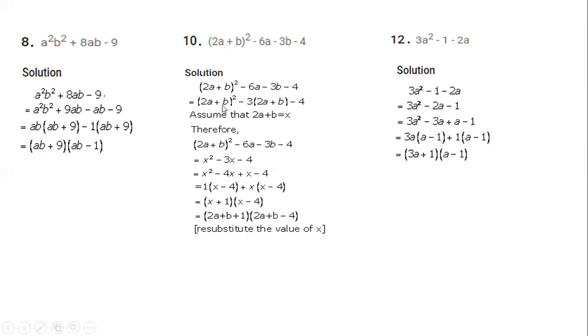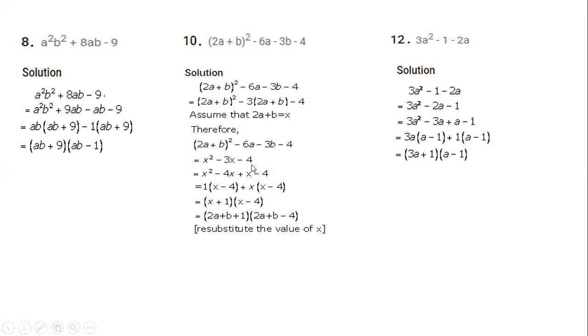It is quite difficult for you to write 2a plus b as it is. So I am going to assume this 2a plus b as x. Let it be equal to x. Therefore, the given expression 2a plus b whole square minus 6a minus 3b minus 4, which was equal to 2a plus b whole square minus 3 times 2a plus b minus 4, can be written as, putting 2a plus b equal to x here, x square minus 3 as it is, 2a plus b is equal to x, minus 4 as it is.